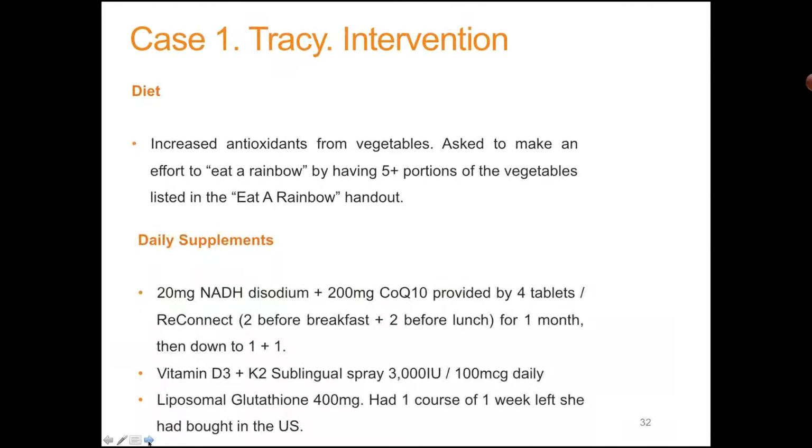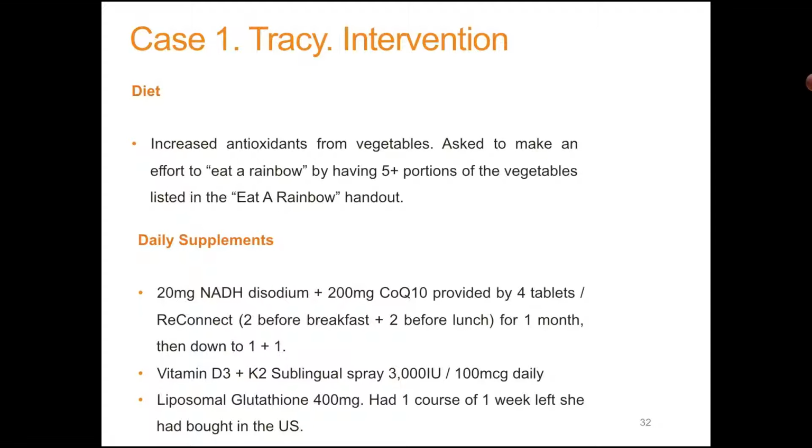Okay, so this is the kind of thing I agreed with Tracy. Again, I've simplified this because of time, just going through the key parts of the intervention. So, increased antioxidants, from vegetables particularly. The Eat Rainbow handout that she really loved, she's been quite inspired by. And I created my own version as well with more examples. So I shared that with her as well, and she really likes that.